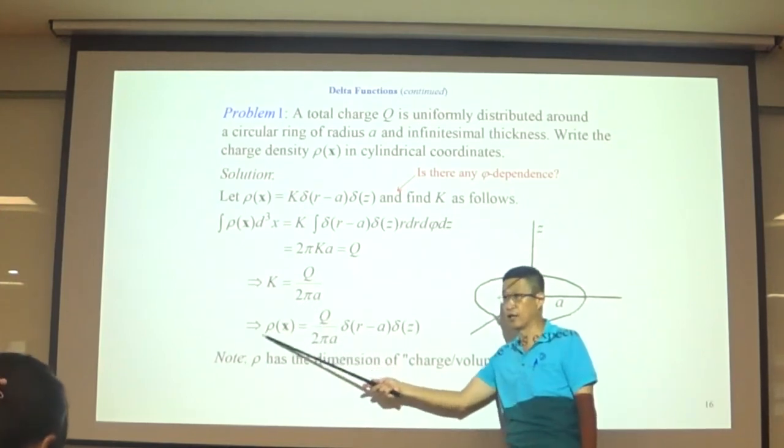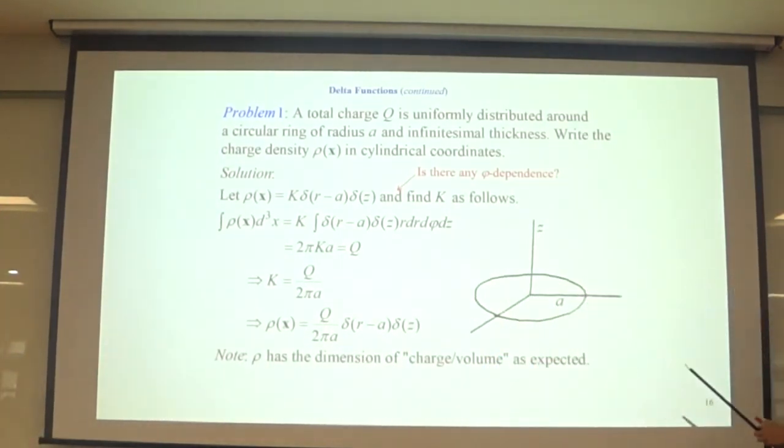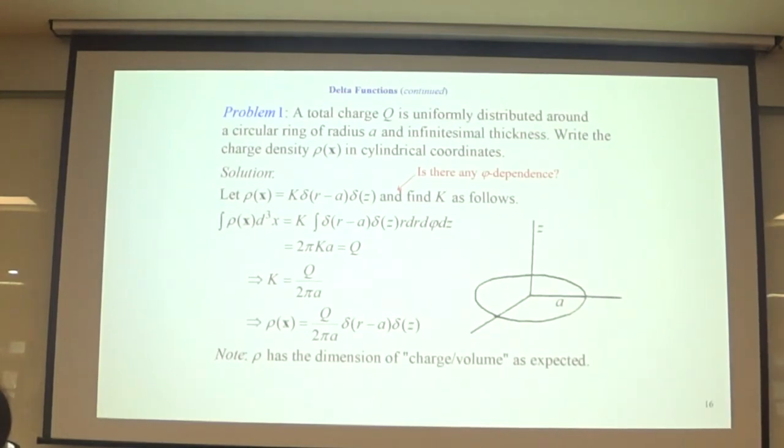The charge density can be written into this form. Okay. What's the difference between here? Rho.